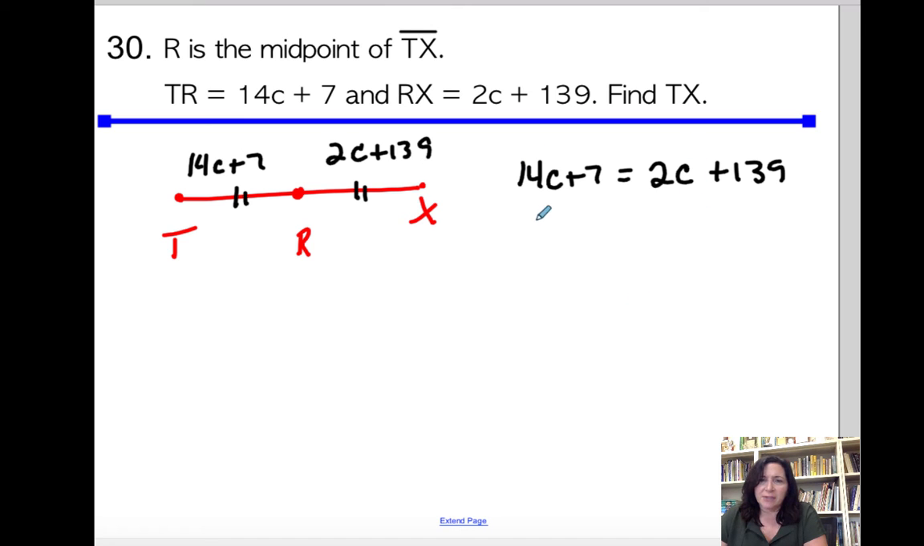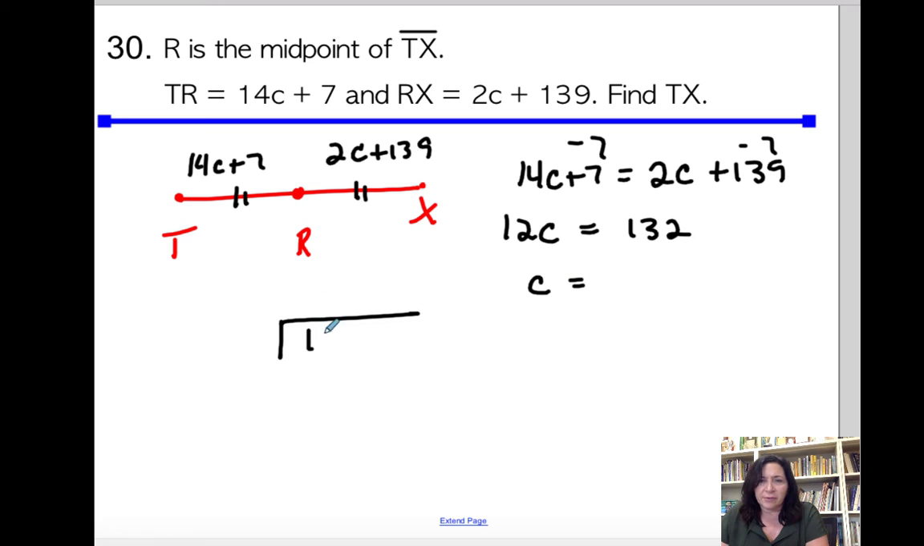So I'm going to subtract 2c, and I'm going to get 12c. I'm going to subtract 7. If I subtract 7 from both sides, I get what? 132. And so 12c equals 132. If I divide both sides by 12, I'm going to go 132 divided by 12.